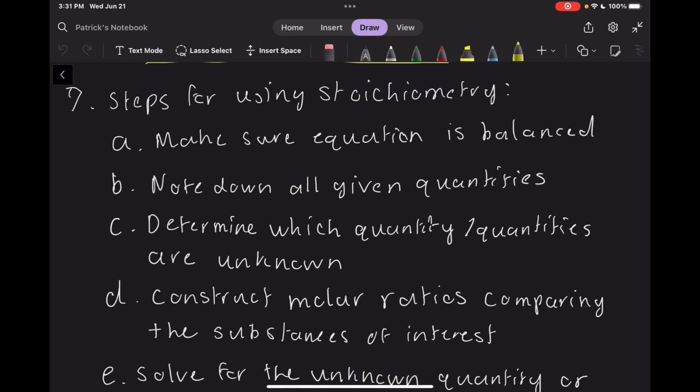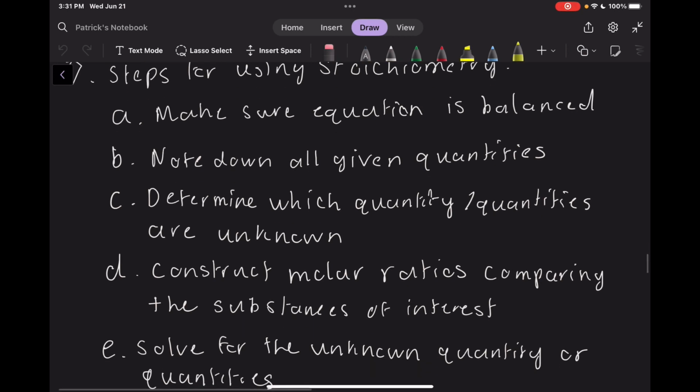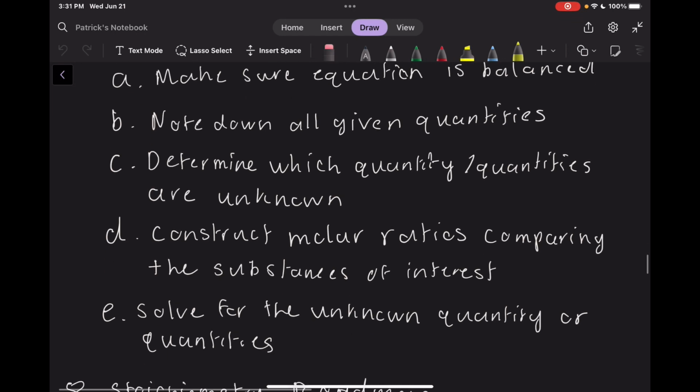Our second step is to note down all the quantities that are given to us, either by the problem or by the quantities available in the laboratory. Our third step is determining which quantities are unknown, the quantities we need to solve for. Our fourth step is to construct the molar ratios relating the substances of interest to one another. Our last step is to solve for the unknown quantity or quantities using our molar ratios and given amounts.